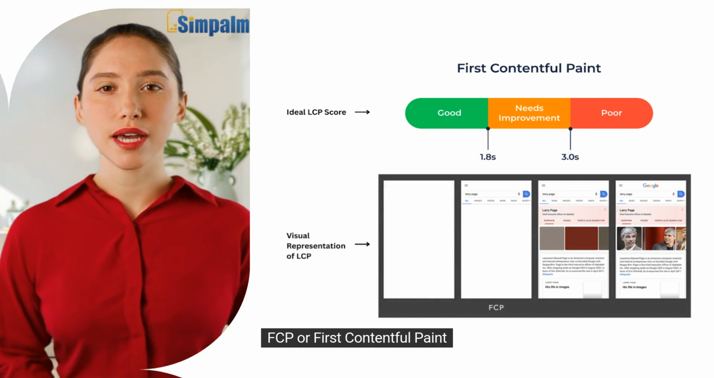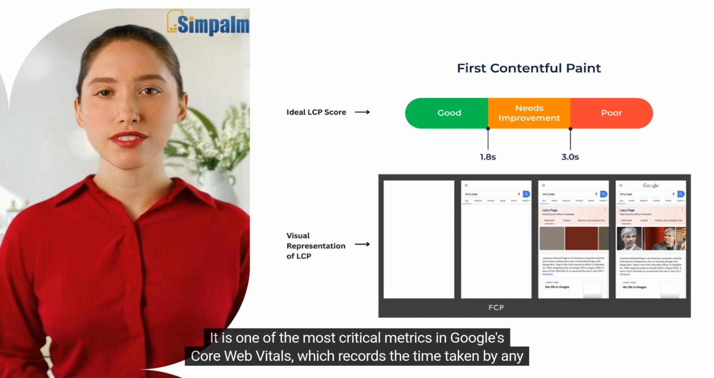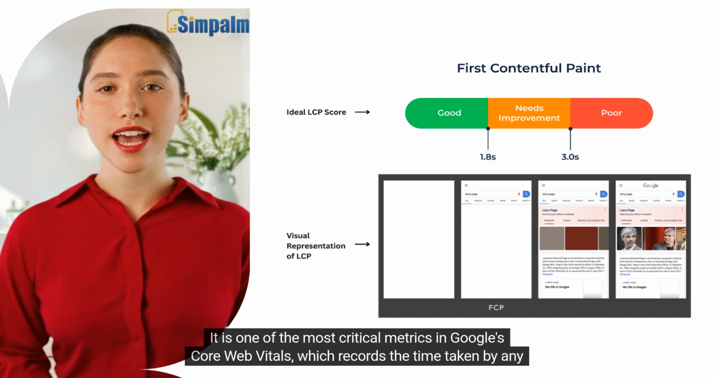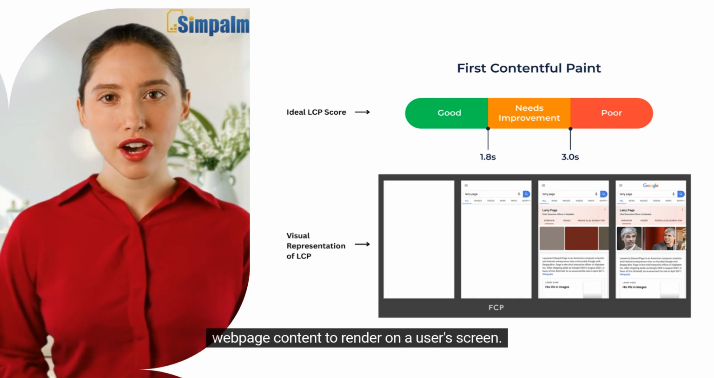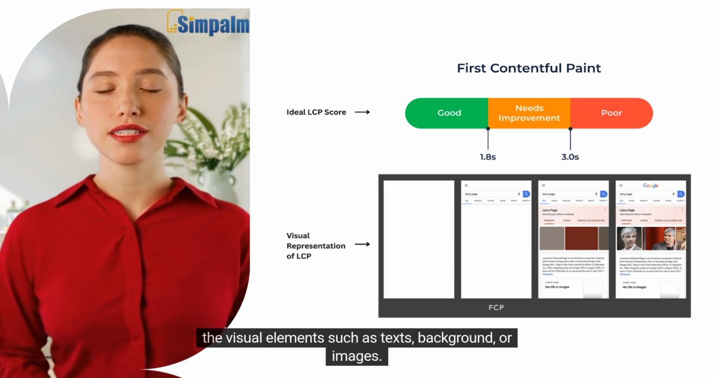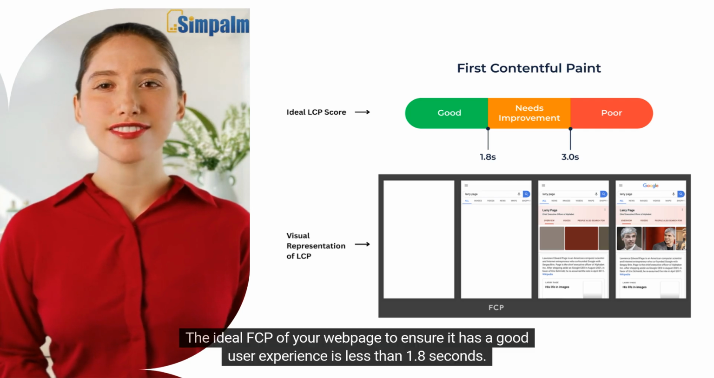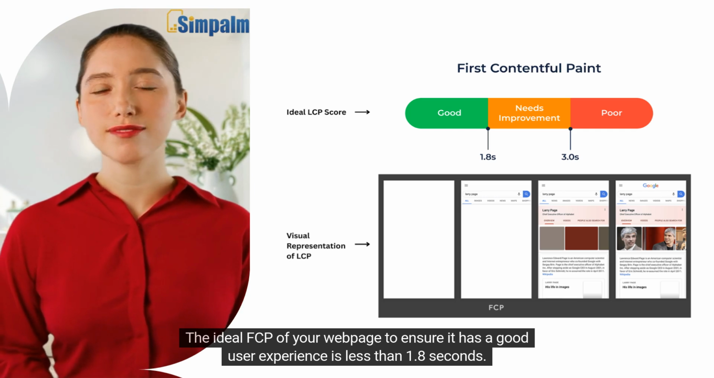FCP, or First Contentful Paint. It is one of the most critical metrics in Google's Core Web Vitals, which records the time taken by any web page content to render on a user's screen. This metric is recorded right at the moment when a page load is initiated, and the user starts to see the visual elements such as texts, background, or images. The ideal FCP of your web page to ensure it has a good user experience is less than 1.8 seconds.